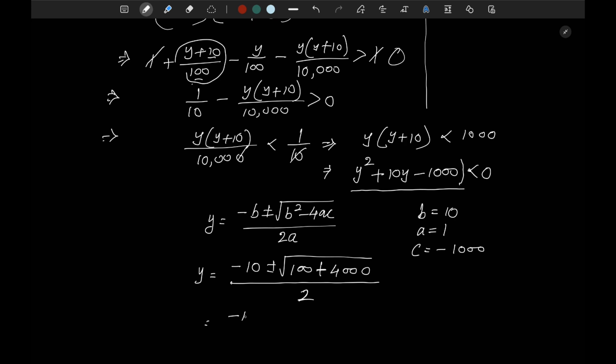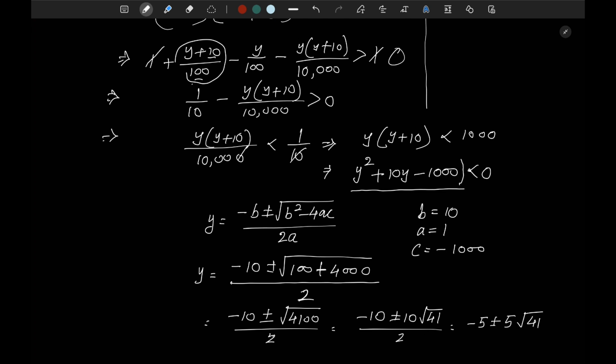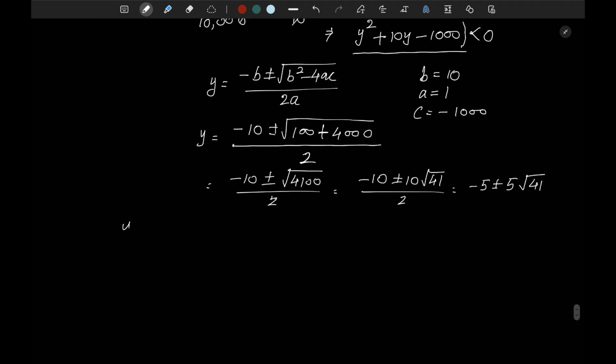Okay, now this will give minus 10 plus minus 4100 by 2, or in this square root we have 41 into 100, so root of 100 is 10, 10 will come out, and this will be minus 10 plus minus 10 root 41 by 2, or minus 5 plus minus 5 root 41. So two values of y we have, y equal to minus 5 root 41 and y equal to minus 5 plus 5 root 41.